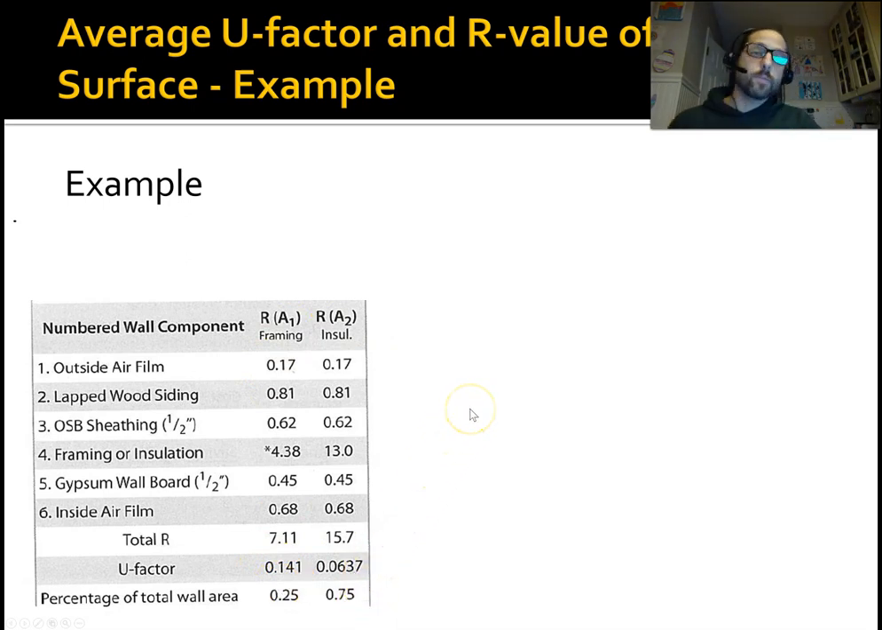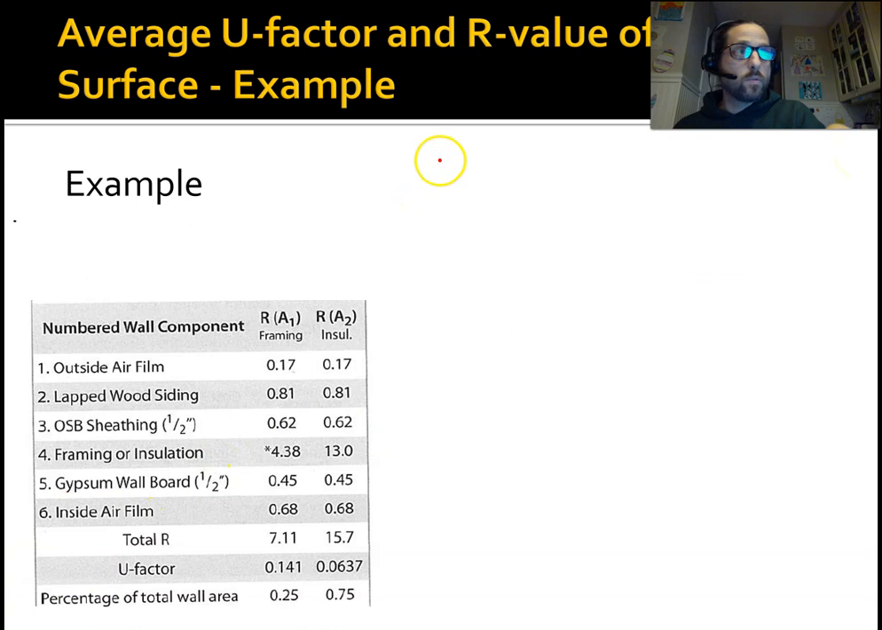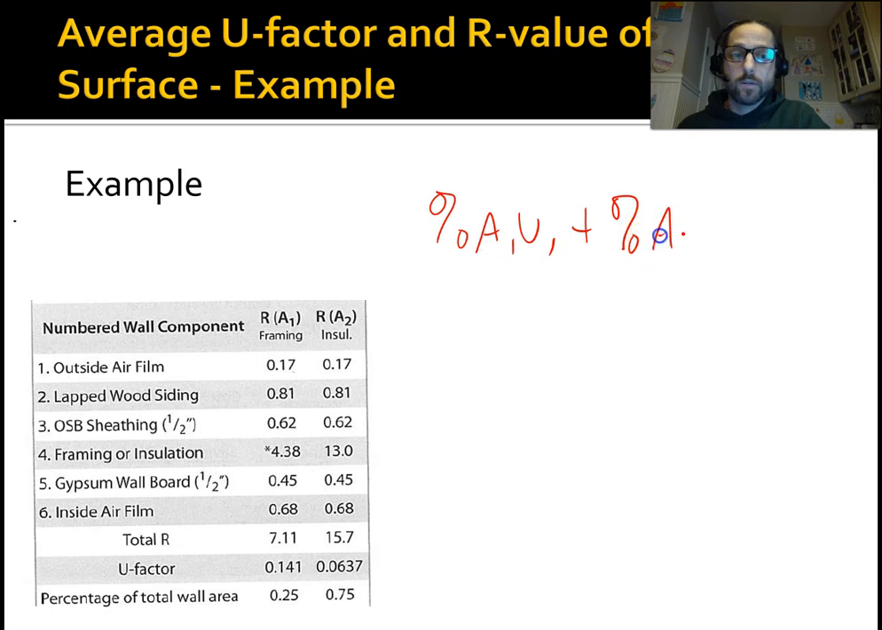And so go ahead and feel free to press pause and see if you can figure this out. So remember, our formula is, so it's going to be the U average equals percent area 1 times U1 plus, in this case there's only two surfaces, so percent area 2 times U2. And that's it. Okay, so that's going to be it. So go ahead and press pause and figure that out and see if you come up with this answer.